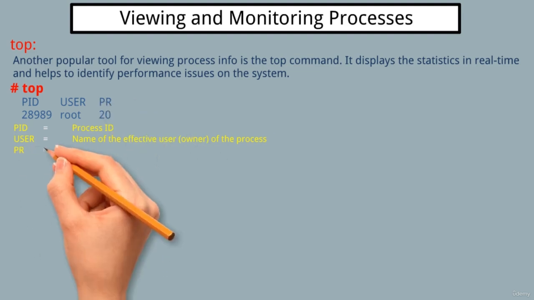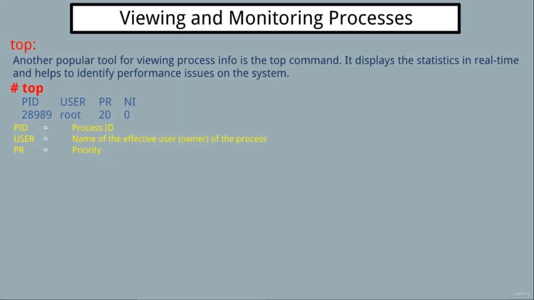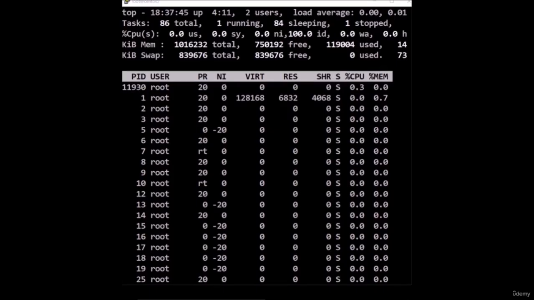Next one is PR. PR is priority. This is also really important. If there's a program running which can be really low priority and you need to change it, this is where you'll be looking. This is where you will check the priority of the programs, which we will cover deeper in further sections. But this is the priority.